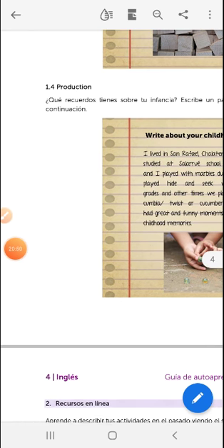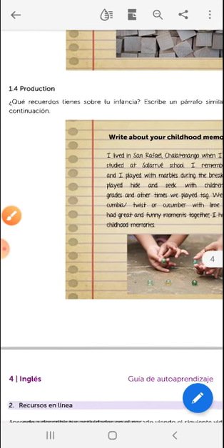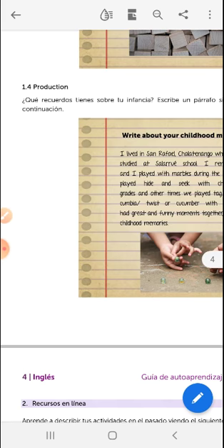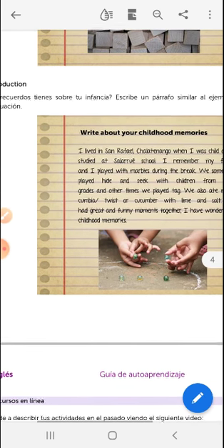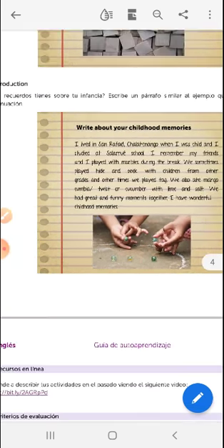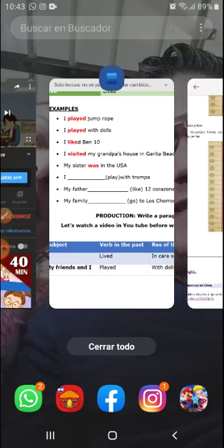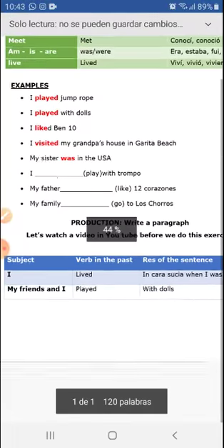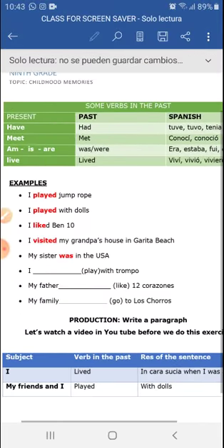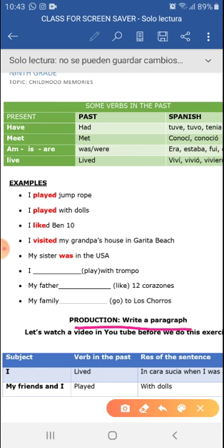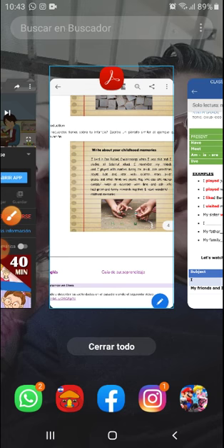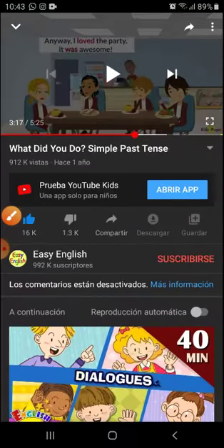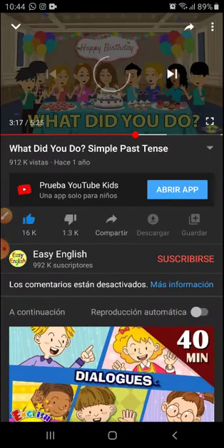Okay, now let's go to the production part. Here is where you have to write. Aquí es donde tienes que escribir, okay? Tienes que escribir oraciones. But how do we do that? ¿Cómo hacemos eso? Yes? How do we write sentences? Here we have another example. Production. Write a paragraph. But let's watch a video in YouTube before we do this exercise. Vamos a ver un short video in YouTube, okay? No lo vamos a poner todo. Let's watch a short video in YouTube.